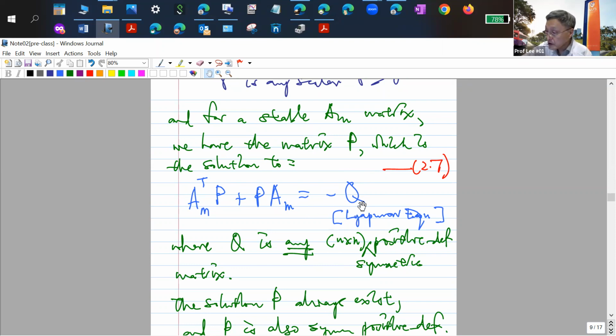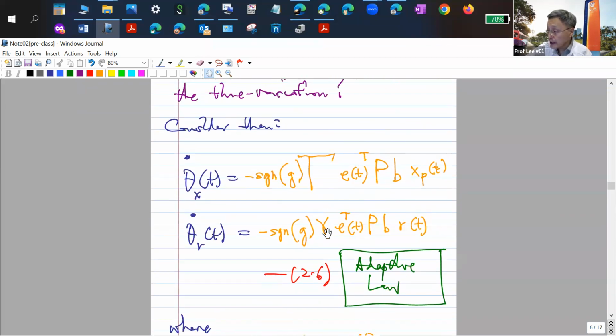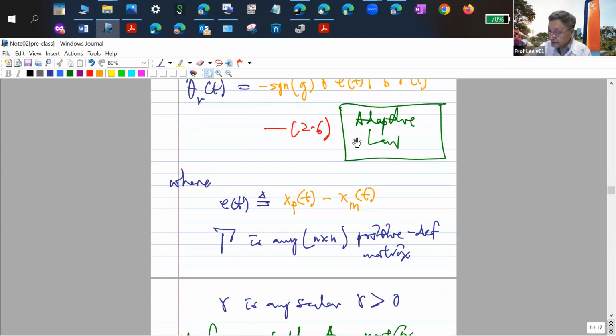And then you solve for this equation because AM is given by you. Let's say you put identity, you solve for this. It's guaranteed that a P will exist. You saw before, guaranteed that a P will exist. And the P itself will be symmetric positive definite. So AM is designed by you, Q you specify, and then you calculate your P, and then you put your P back into how you will do your adaptation. So everything now needed for adaptation is in here.